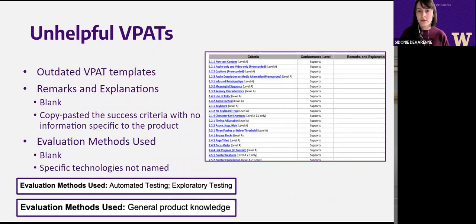Here is more detail about the VPATs we found unhelpful. Some vendors used out-of-date VPAT templates. In the case of vendors leaving the remarks and explanations field blank, like this example from the American Psychiatric Association, or if they simply pasted in the official success criteria, we couldn't really evaluate how closely they assessed their resource. Similarly, a VPAT doesn't tell us much if we don't know any details about their evaluation methods, like these examples from Geoscience World or Canopy.